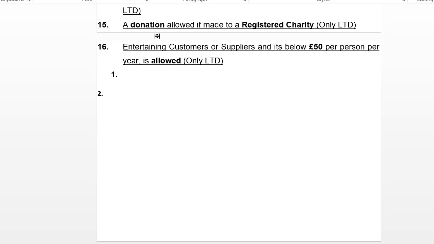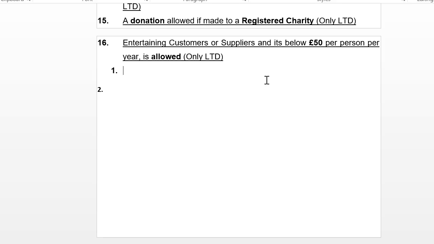Now, number 15 looks at a donation. A limited company can donate to a registered charity, and it's allowed as a business expense. But a sole trader should not. That is what the law says. In different countries, it could be different.